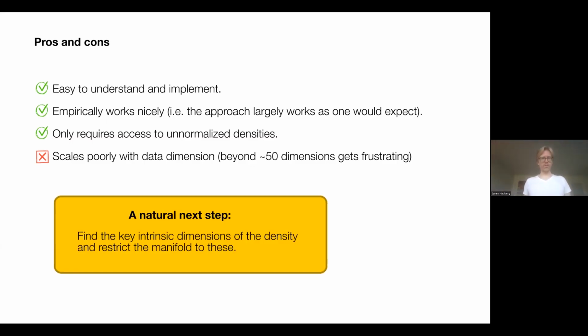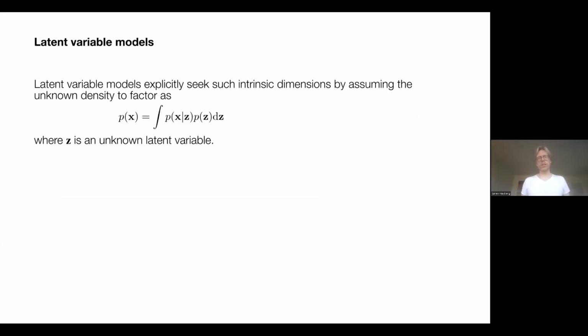So a natural next step is to then say, can we find some sort of intrinsic low dimensional structure that captures the essence of the data, and then restrict our manifold to only look at these. And that's what we'll do next. And we'll do this in the form of latent variable models.